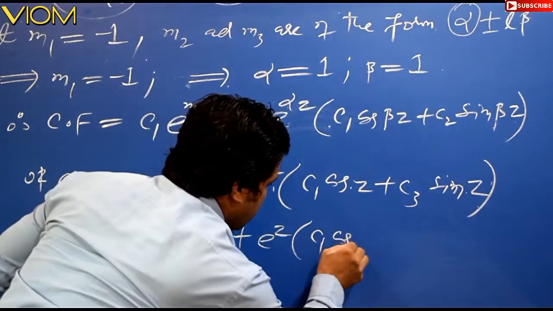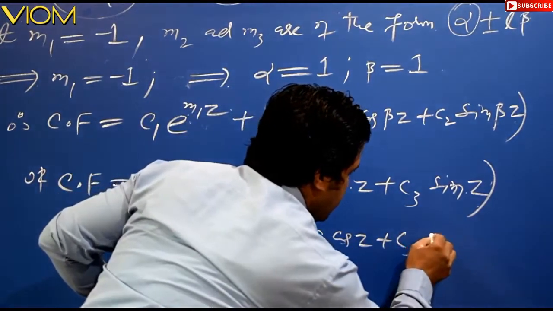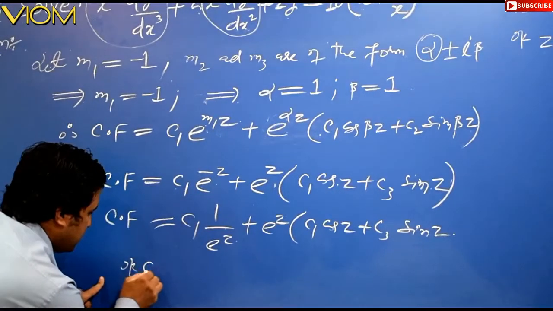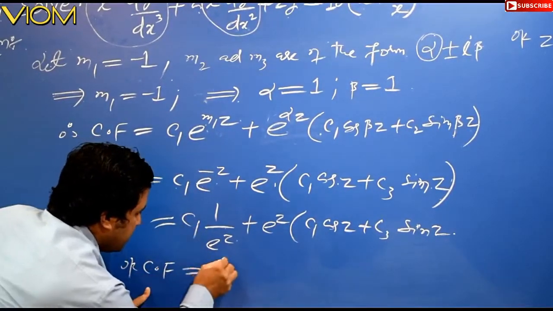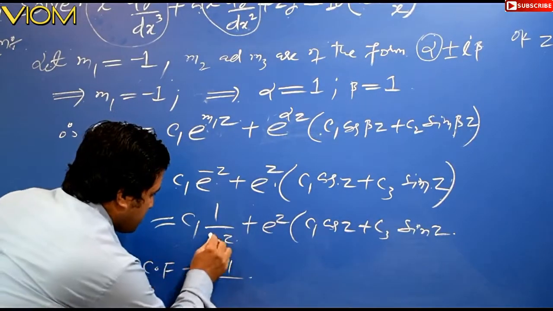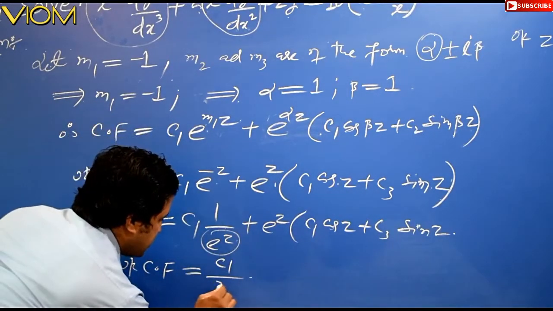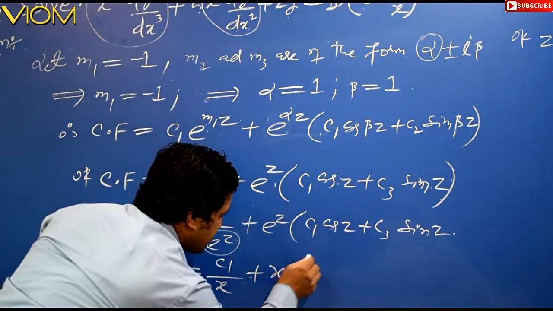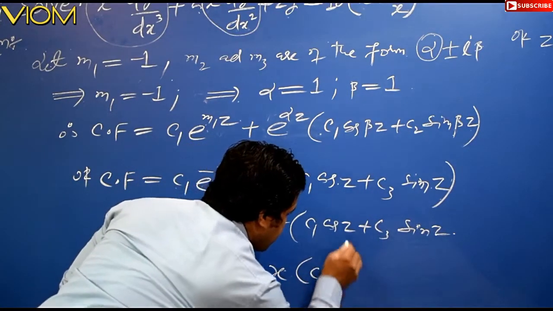This is c1 of cos of z. I will write again c3 of sin of z. Here we can write again this stuff. The complementary function is equal to c1, an arbitrary constant, e raised power z. What is e raised power z here? This is x, plus c2 times of, what is e raised power z here? Again x. This is c1 of cos of, what is the value of z?